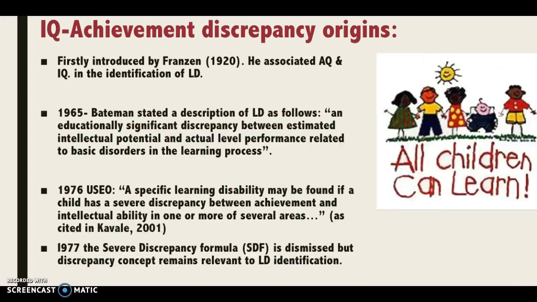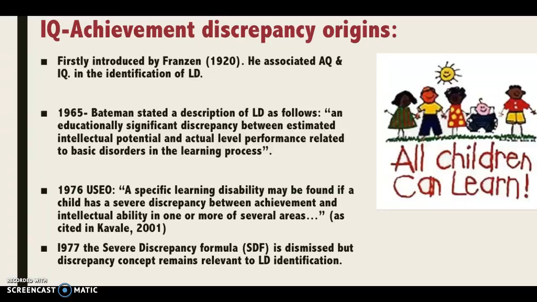Firstly, it was introduced by Franzen in 1920. He associated the accomplishment quotient versus the intelligence quotient in the identification of learning disabilities. In 1965, Bateman stated a description of learning disability as follows: an educationally significant discrepancy between estimated intellectual potential and actual level of performance related to basic disorders in the learning process.